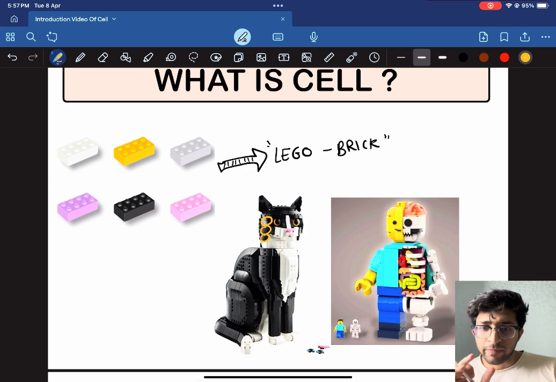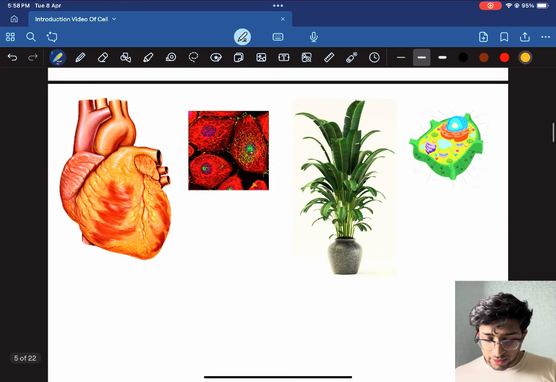In the same way, think of our cell as a Lego brick. Trillions and trillions of cells are responsible to provide specific functions. They are responsible to make organs such as the heart, liver, brain, kidneys, whatever. The cells come together and make a tissue, then organs, and then eventually an organism. So this is what the cell is.